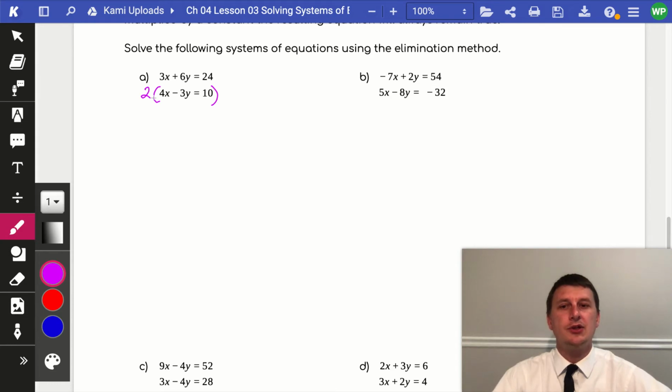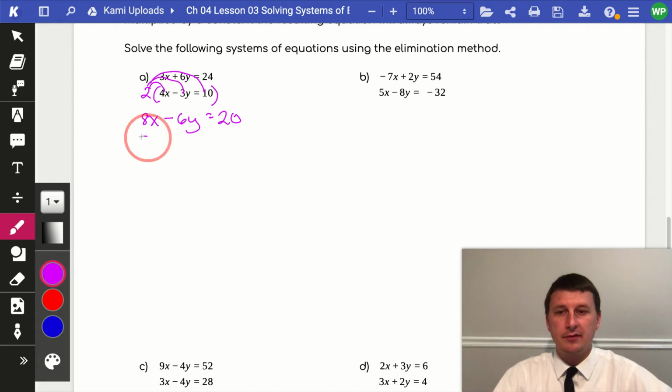So let's go ahead and distribute this 2. And as we saw in exercise number 1 in this lesson, when we multiply an equation by a constant, the result is an equal equation. So we're going to multiply 2 times 4x, and we'll get 8x. 2 times -3y is -6y. And 2 times 10 will give us 20. And now I'm going to recopy the equation I have not used yet, and in this case, that's 3x plus 6y is equal to 24.